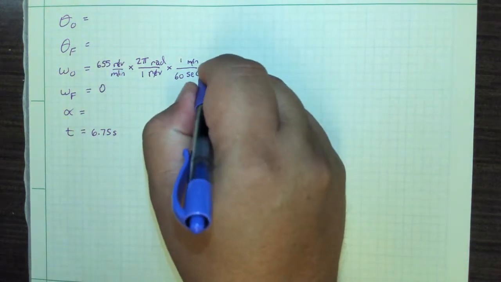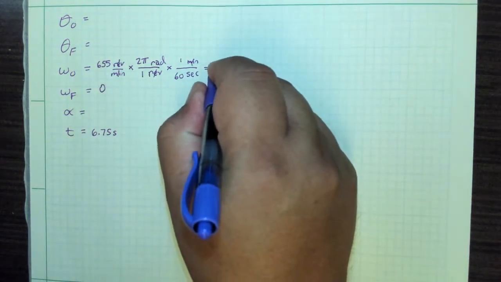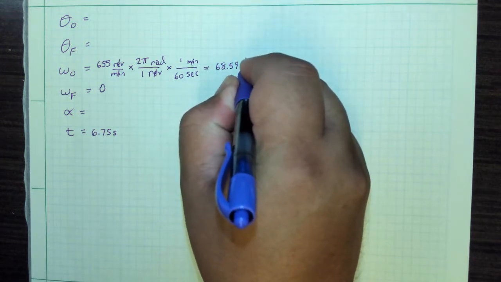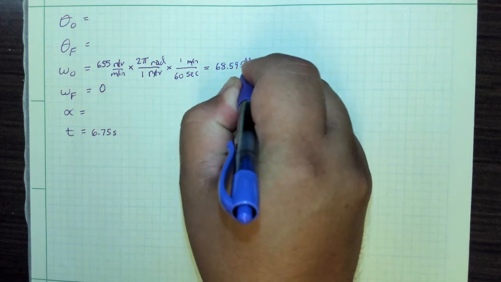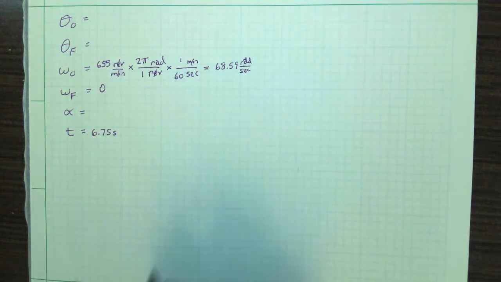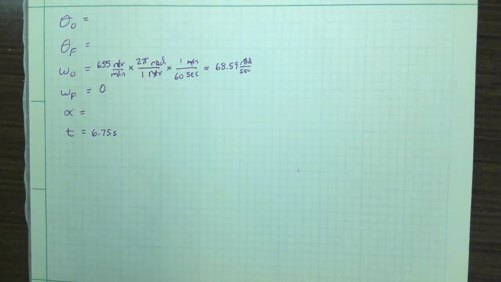And that leaves us with an initial angular velocity of 68.59 radians per second. Now, I'm leaving that in 4 significant figures. We would report this as 68.6 radians per second because we have 3 significant figures in this problem. I'm leaving it in 4 significant figures to reduce our rounding errors.